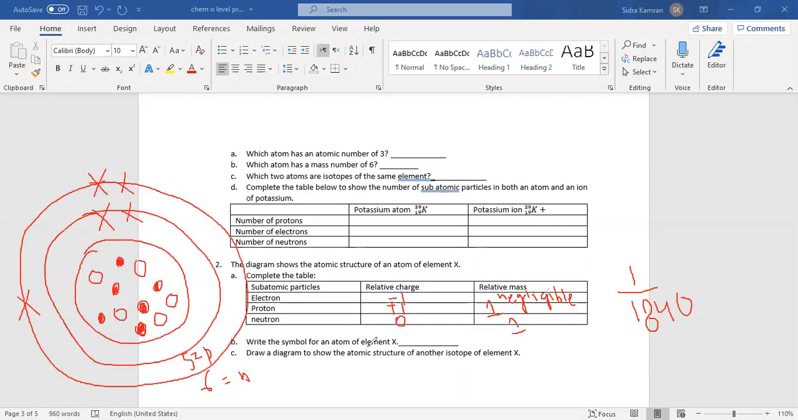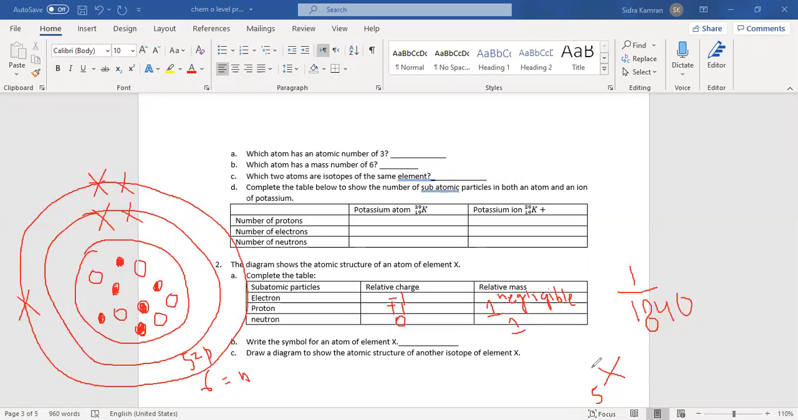Write the symbol for an atom of element X. This is the element X, so you have to write its symbol. As we know, this element X has atomic number 5 because of 5 protons, 1 2 3 4 5. Because of these 5 protons, its atomic number is 5.